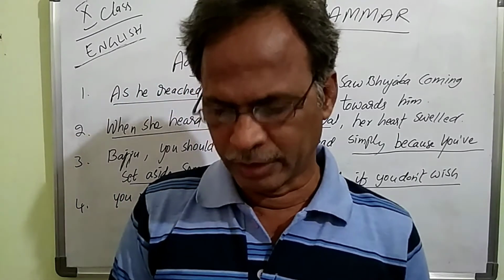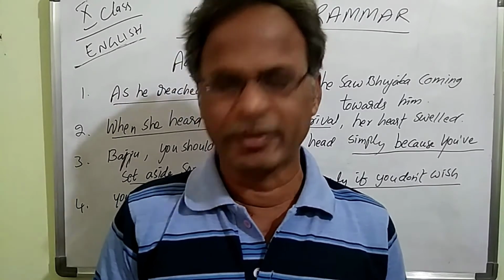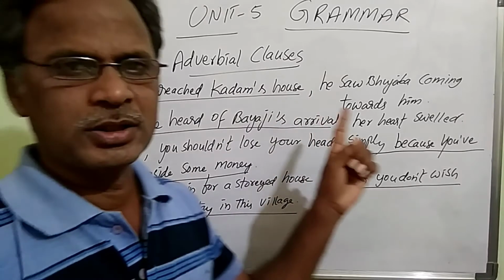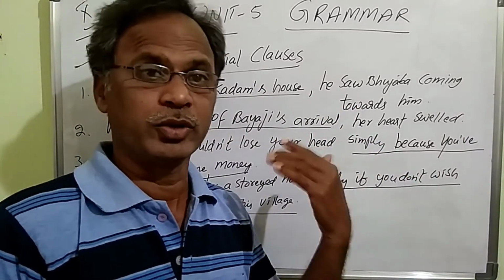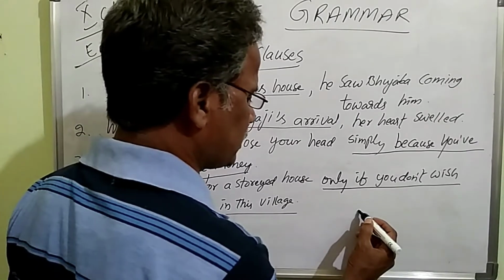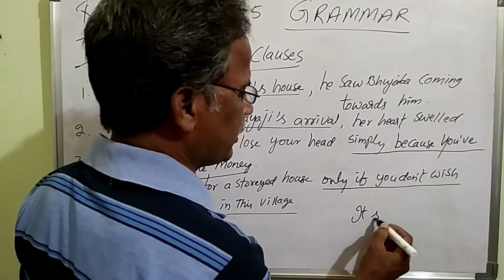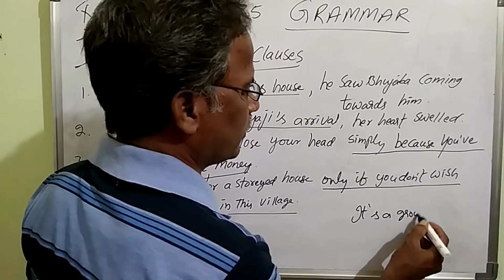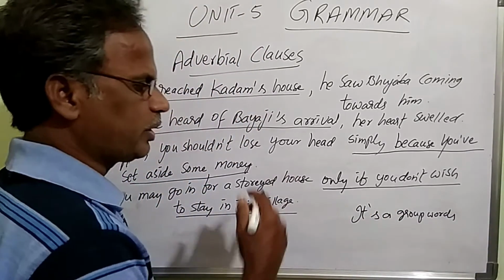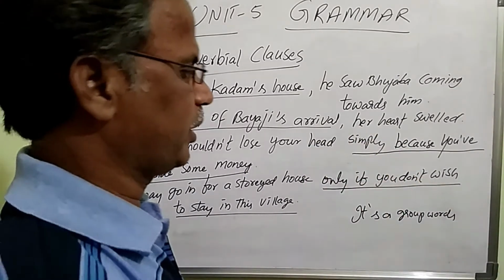What is given to you in the 5th unit of grammar? Adverbial clauses are given to you. These clauses were already explained in the previous units. What is a clause? It is a group of words which gives a complete meaning or may not give the complete meaning.